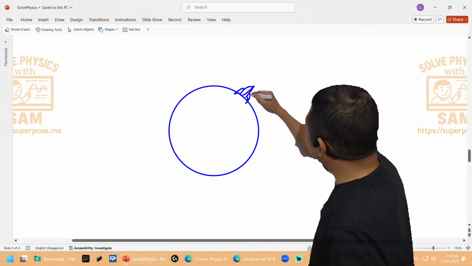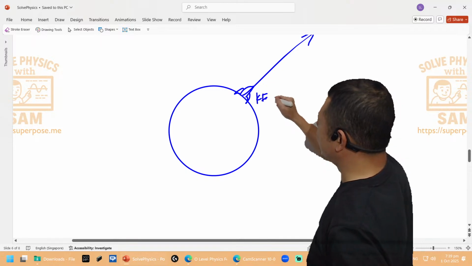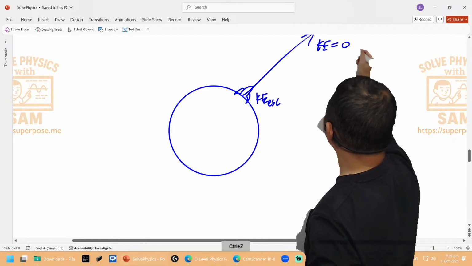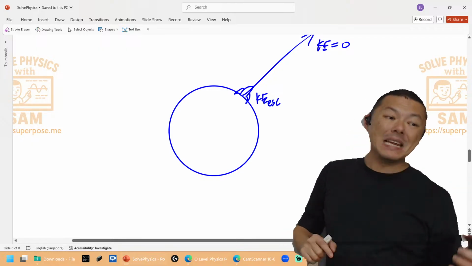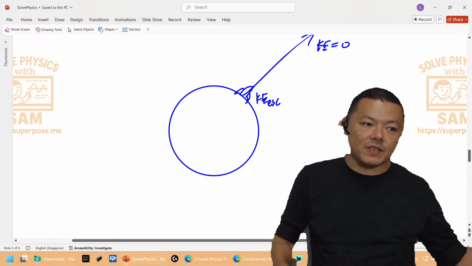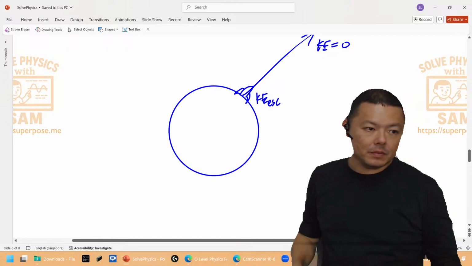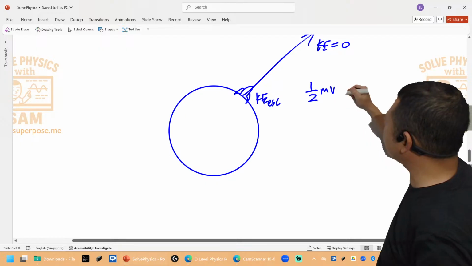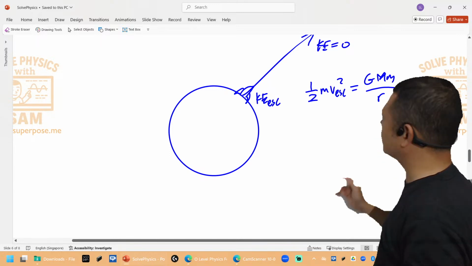If you want this thing to escape to infinity, you give it escape KE, and its final KE will be 0, because all the KE will be converted into GPE. So escape KE is defined as the minimum energy required by the object to launch off from the surface to escape to infinity. But the keyword is minimum. So what does the equation look like? The equation will look like this: half m v escape squared equals GMm over r.